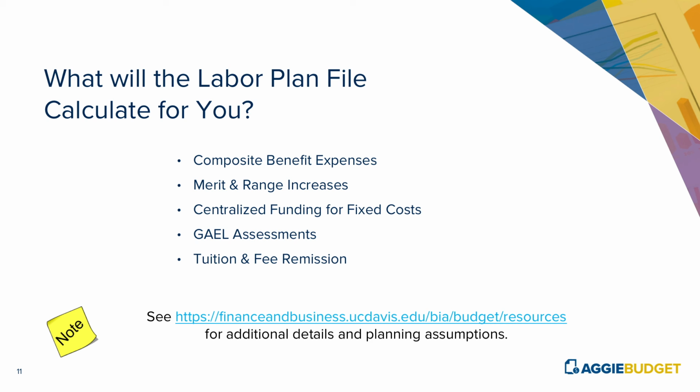Just a reminder, as you're working in the labor plan file, what is it going to calculate for you? It's going to calculate your composite benefit expenses, your merit and range increases, your centralized funding for fixed costs, Gale assessments, and then tuition and fee remission. As we get closer to the actual kickoff of budget planning, these are going to become very important for your input.